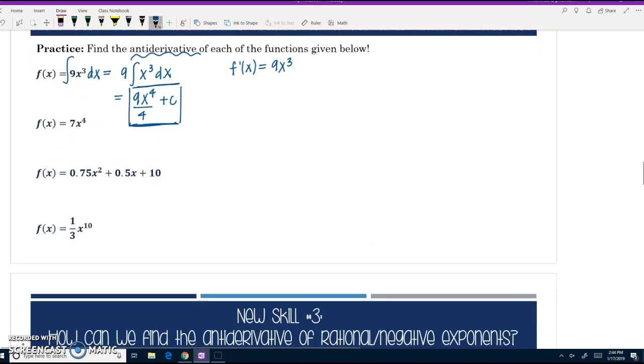Let's do the next one. Here we have 7x to the 4th. So if I take this integral, 7x to the 4th with respect to x, I can pull the 7 out in front, and I've got x to the 4th dx here. The 7 comes along with my x. It increments up to 5, and we also divide by 5. And then I just add a constant. Now, if any of these fractions can be simplified, I want to go ahead and do that.